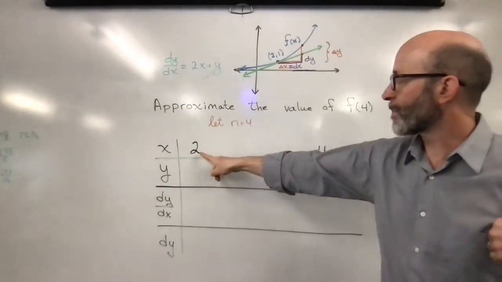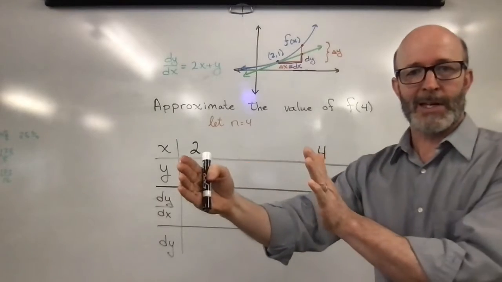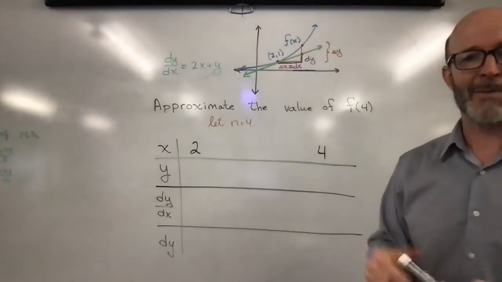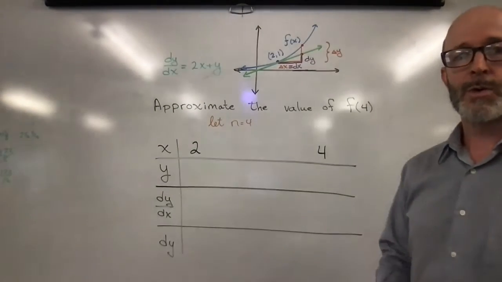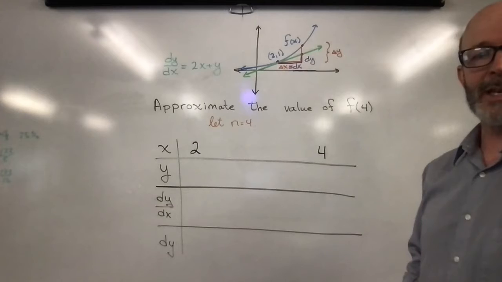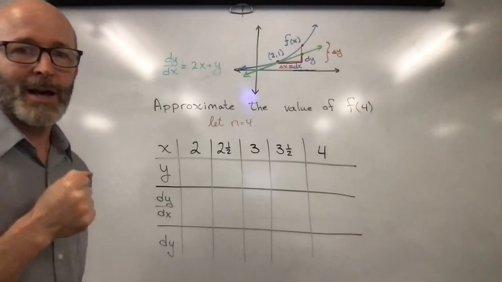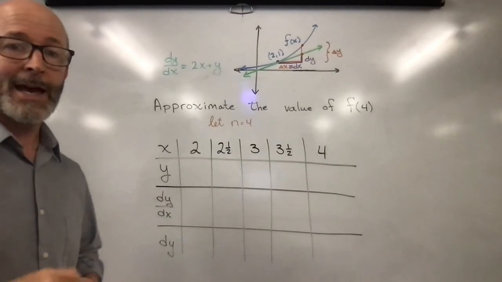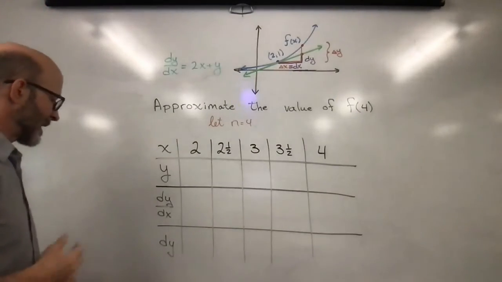That means if you're going from an x value of 2 to 4, the distance between them is about 2 units. Take that 2 units in difference and divide it by 4 steps. 2 divided by 4 is 1/2. So the x values we're going to be using here would be these. Every half a unit, we're going to stop and recalculate the tangent line and use that to approximate our y value. So this is the way I like to organize it.